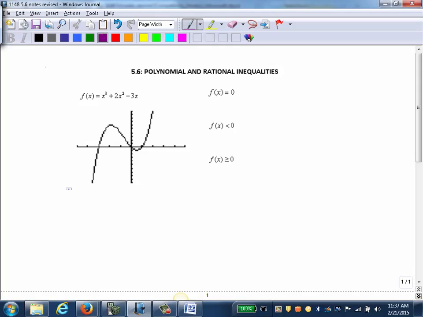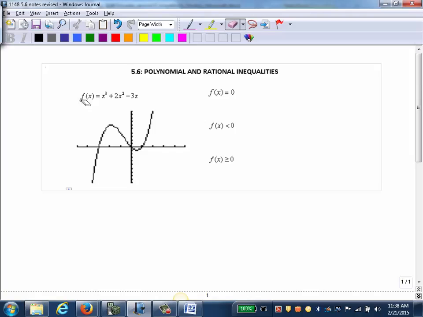Section 5.6, Polynomial and Rational Inequalities. In this section, we will learn an algebraic technique to solve polynomial and rational inequalities. First, we're going to review how to solve a polynomial equation and inequality graphically.